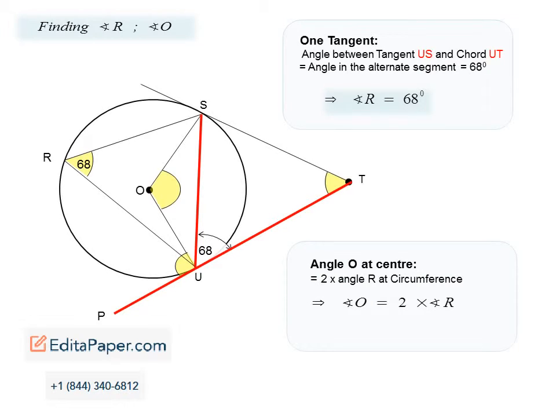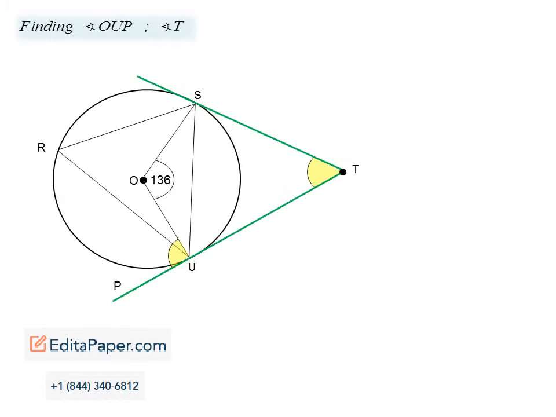We can immediately deduce from that that because angle O subtends at the center, angle O is twice angle R, and therefore angle O is equal to 136 degrees. Our final task in example number 3 is to find angle OUP, which is this angle here, and angle T, both shown in yellow.